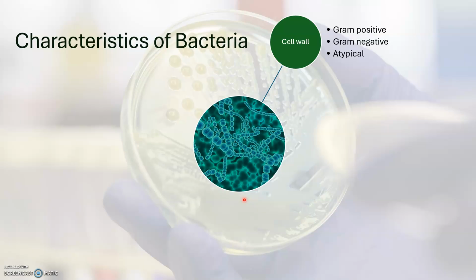We also have some atypical bacteria which don't stain with gram stain, and this is either because they lack a structured peptidoglycan cell wall, or they have other polysaccharide or complex molecules in their cell wall which don't take up Gram stain.